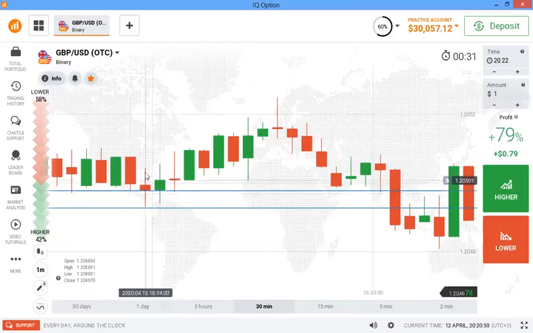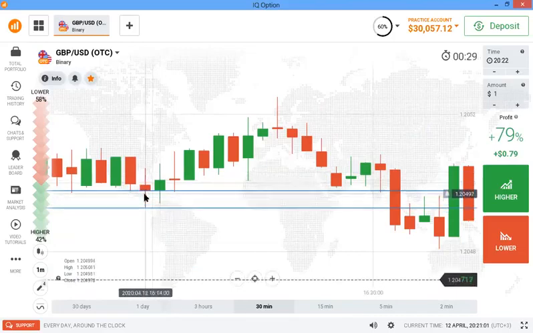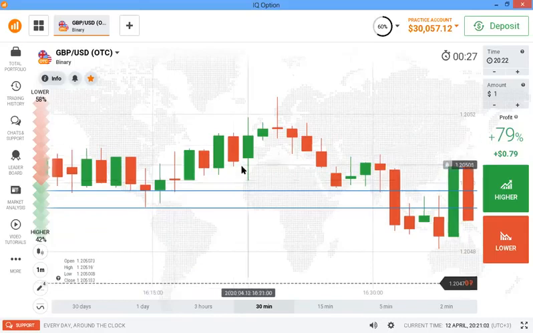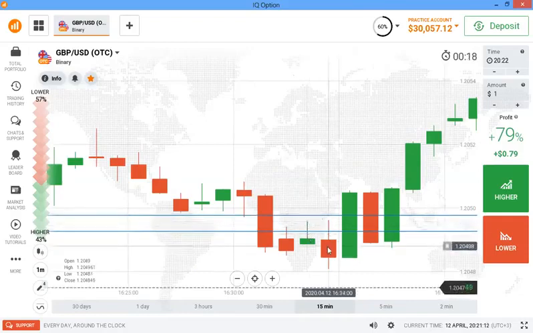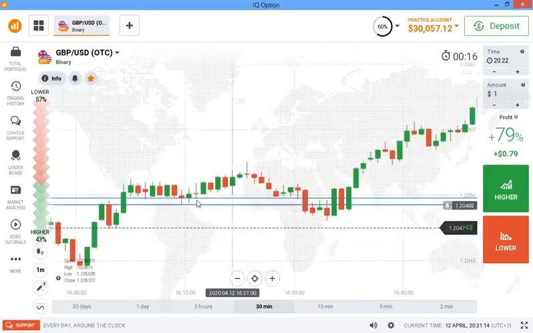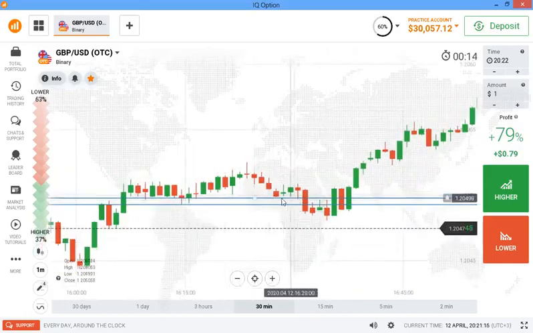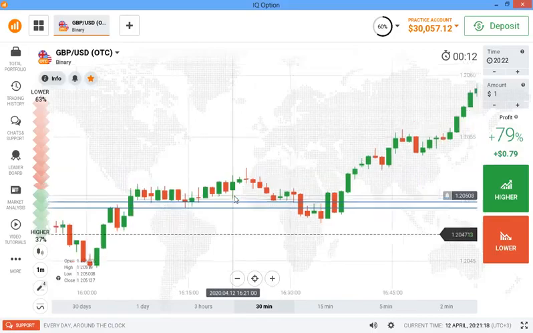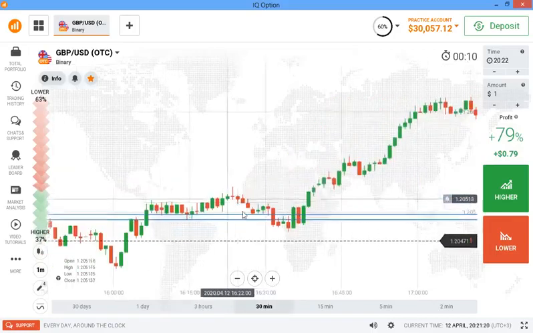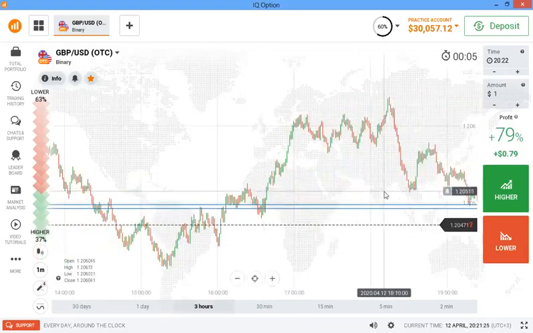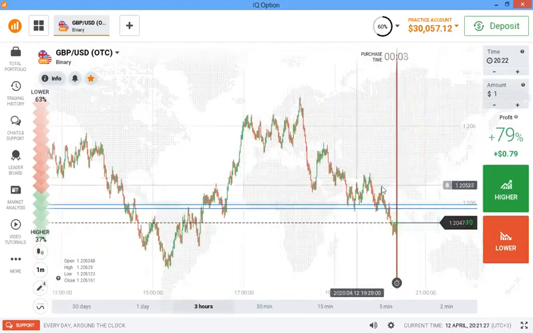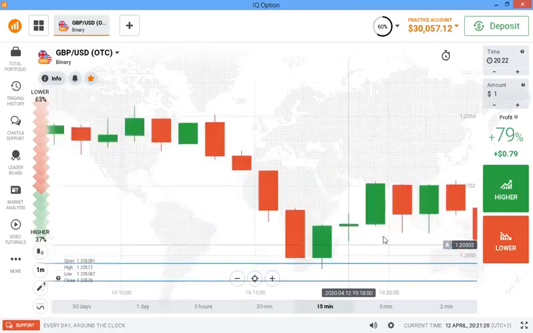You can see sellers reach this level, buyers reject the market, buyers enter. Here again, it's acting as resistance. Buyers reach this level, sellers reject the market, sellers enter. That means this area, I have gotten my support level. So I have gotten my support level on this area here. That means if market should approach this level, it will definitely reverse as the first support.